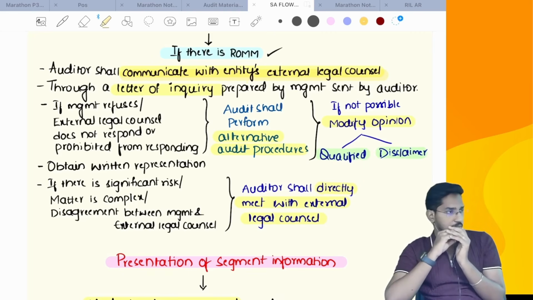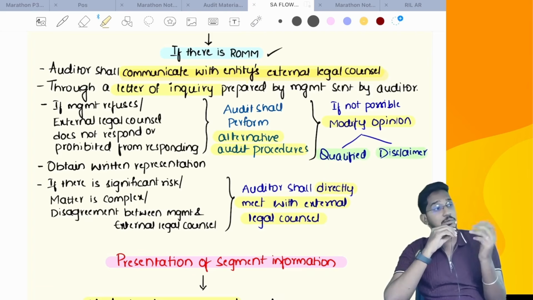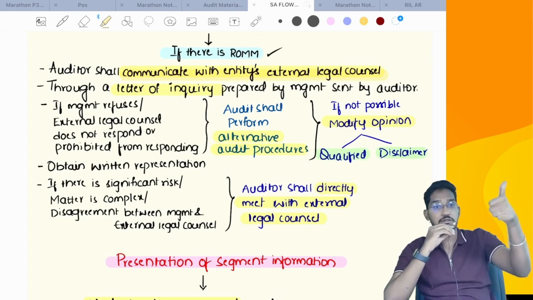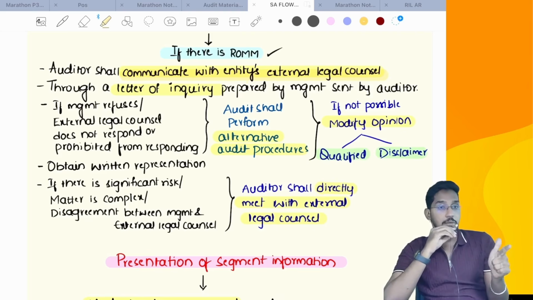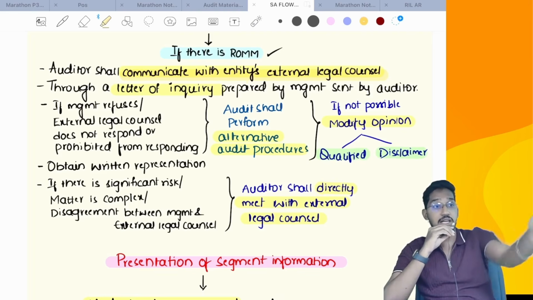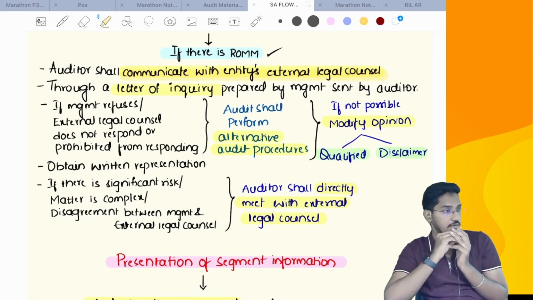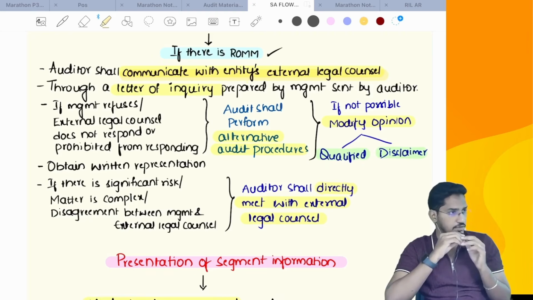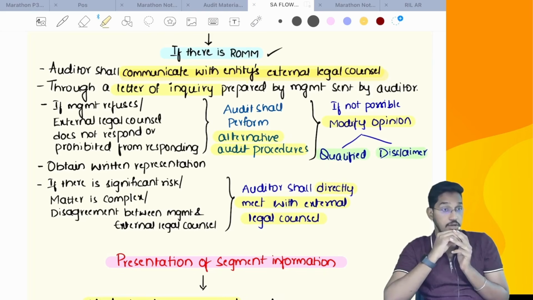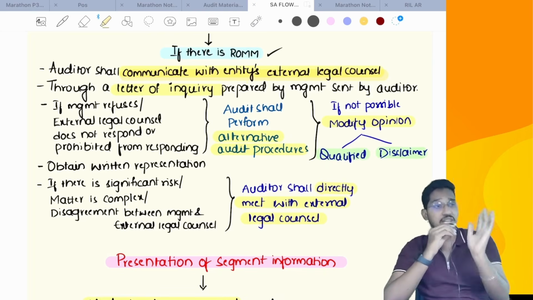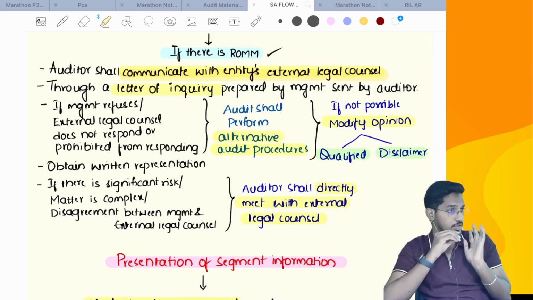The second is when there is an obstacle, that means you are not getting a reply from the entity's external legal counsel. Not getting a reply might happen because of multiple reasons. Number one, management itself did not cooperate with you to send a letter of inquiry. Number two, management helped you with a letter of inquiry, but the external legal counsel is prohibited by law or regulation. Like we have confidentiality, even lawyers also have confidentiality. So the external legal counsel is prohibited from responding, or he intentionally is not providing a response even though there is no prohibition.